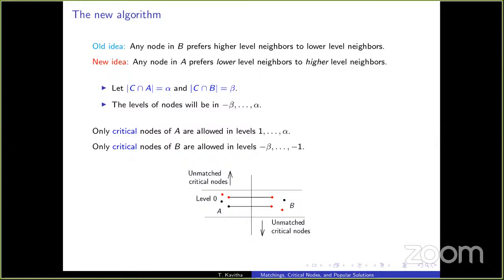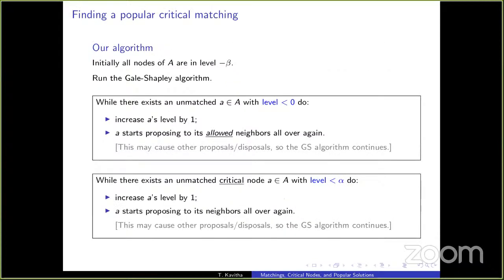To begin with, let all nodes be in level 0. Let's run the Gale-Shapley algorithm. Unmatched non-critical nodes will remain in level 0, while unmatched critical nodes of A can promote themselves to higher levels and begin proposing again, while unmatched critical nodes of B demote themselves. But you see, nodes in A prefer lower level neighbors to higher level ones. So these demoted nodes should actually have received a proposal even earlier. So formally, in our algorithm, all nodes of A start at the lowest possible level, that's level minus beta.